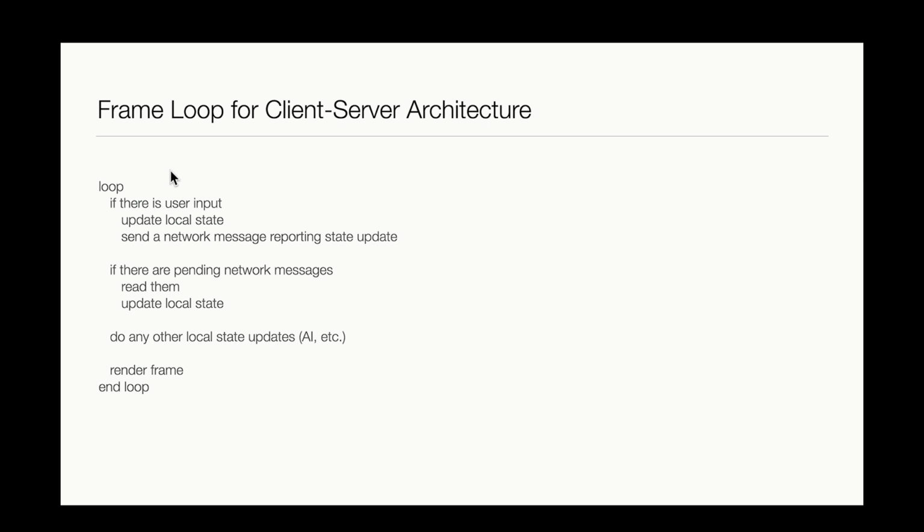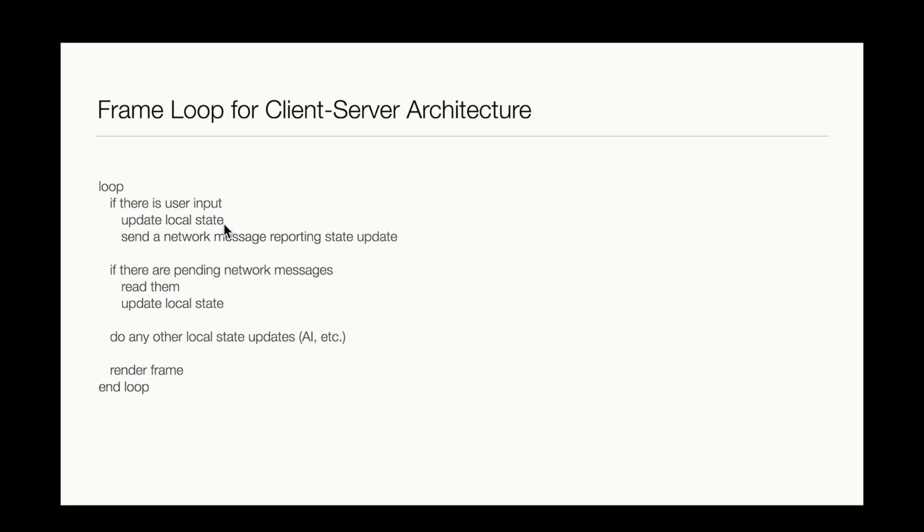So the game loop for a client-server architecture is similar to the game loop for a single-player game on a single computer. Except you now have to deal with updates from the server. So when the user does something, this slide is not entirely accurate.